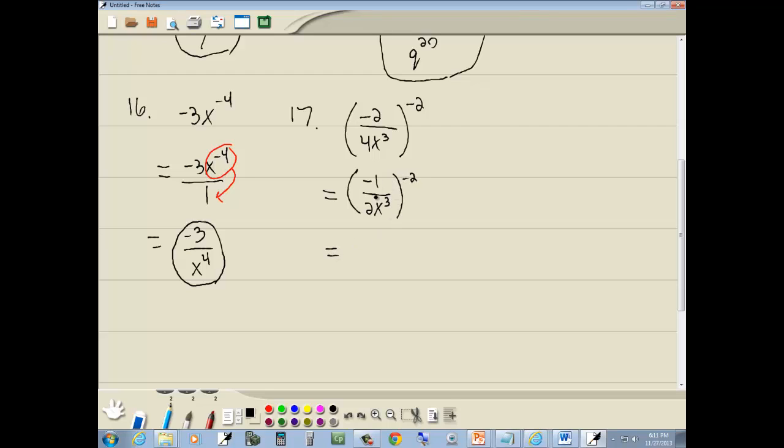Now, whenever you have a fraction to a negative power, you can flip your fraction, take a reciprocal of it. So that's 2x to the third over negative 1. And then the sign of your exponent becomes positive, so it becomes a positive 2.